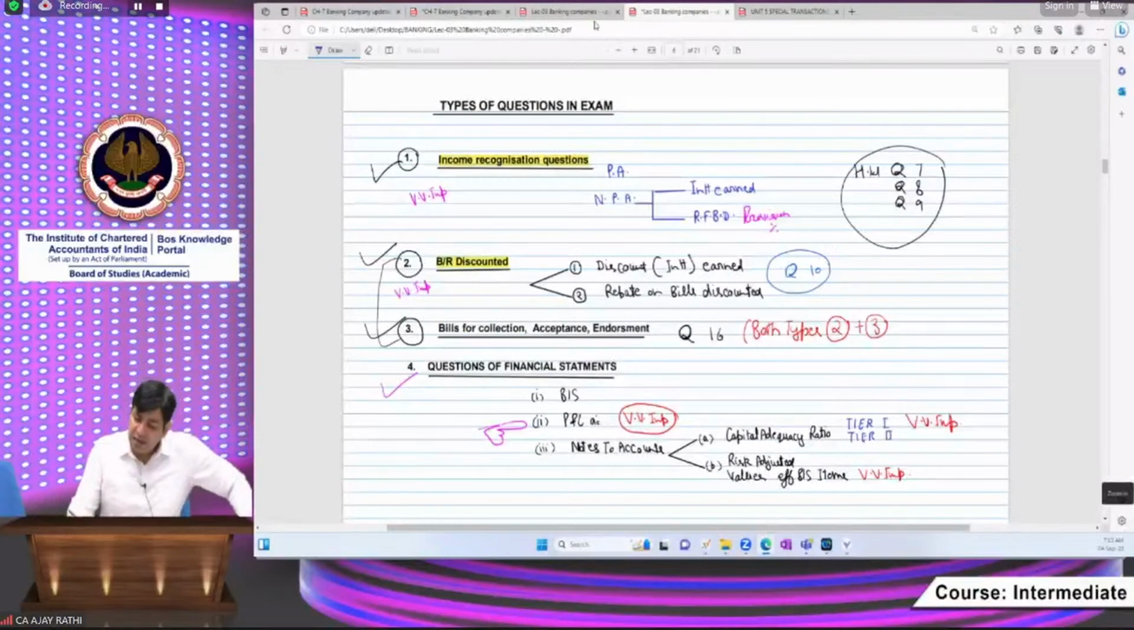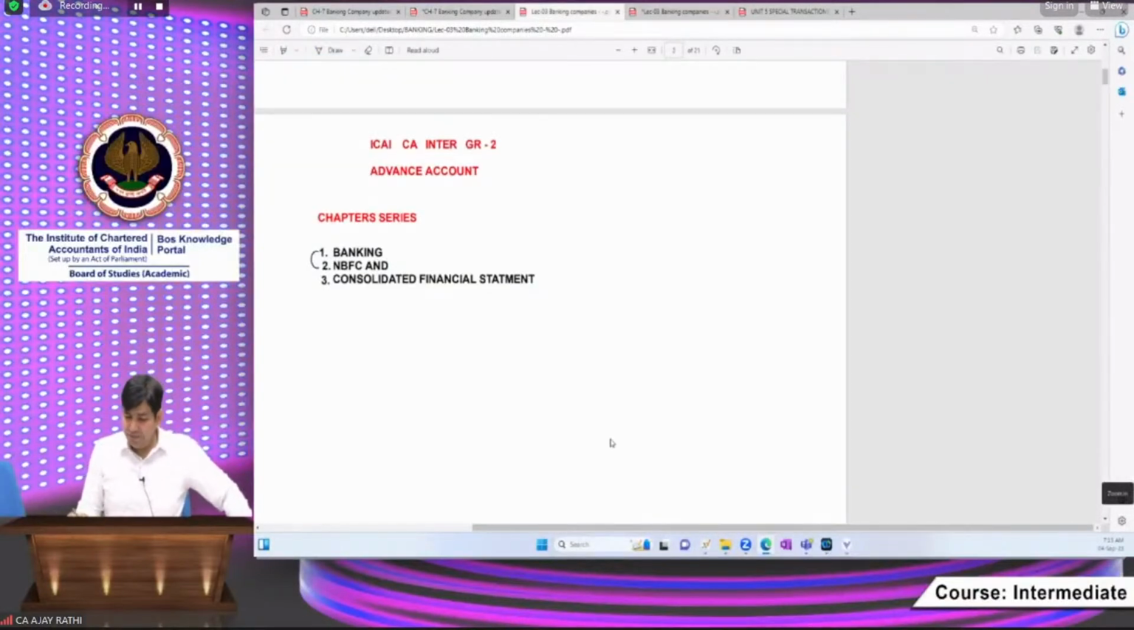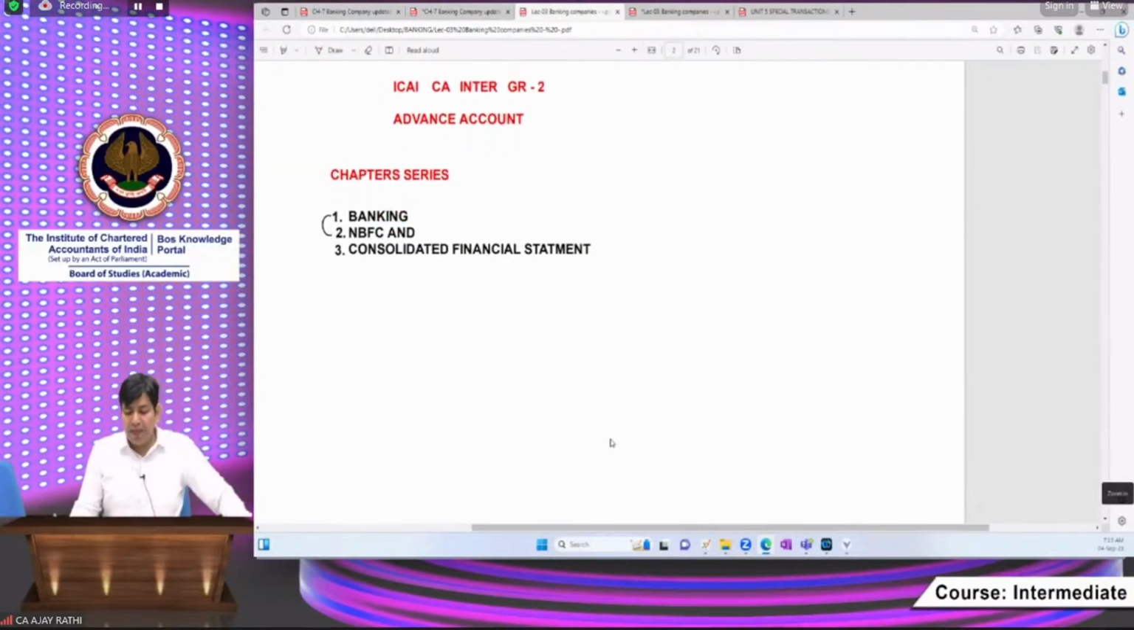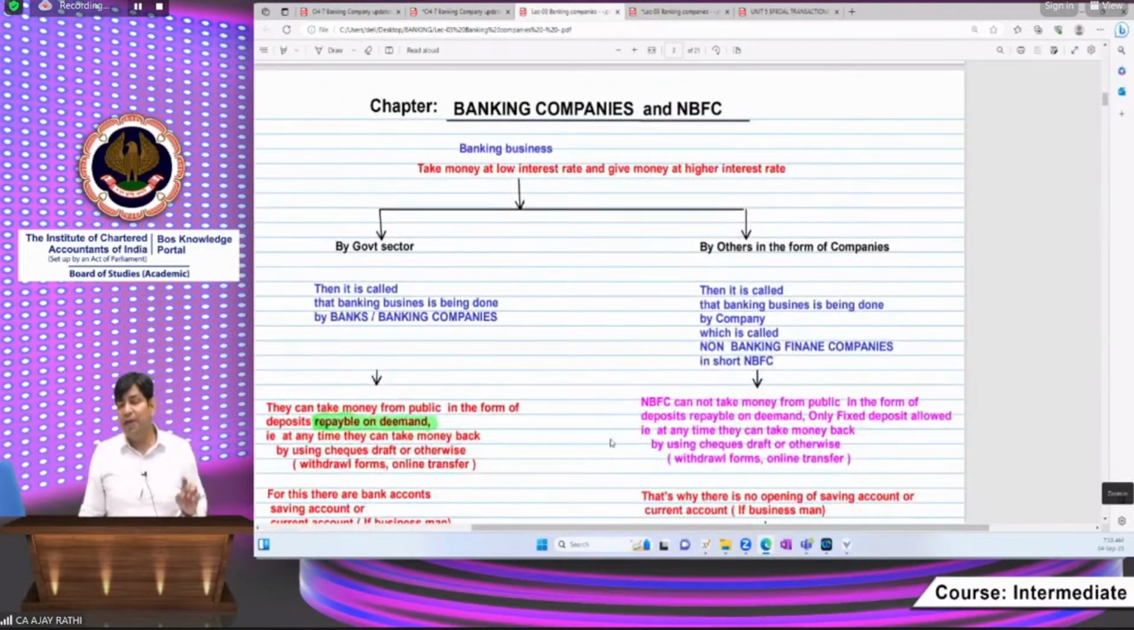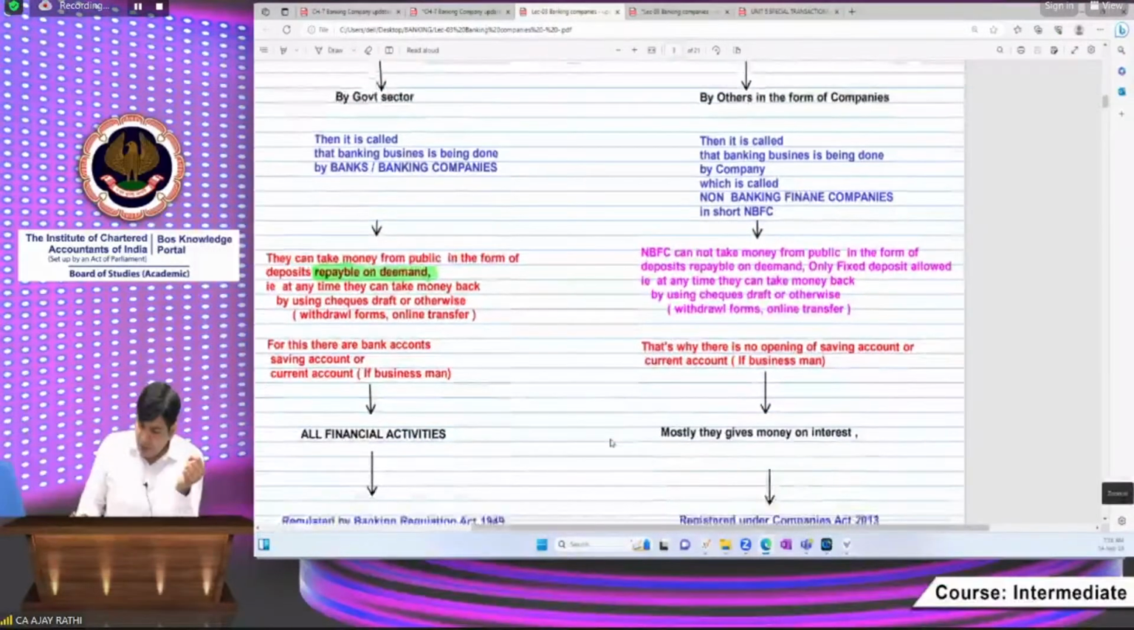Beta, in the earlier session, we revised that I will practice with you all banking, NBFC and consolidated financial statements during these continued classes. Out of these, we are practicing the banking chapter now. What do you mean by banking? We have learned banking is the business where we get the amount at lower cost of interest and lend the amount at higher cost of interest. Government banks and private banks are there.